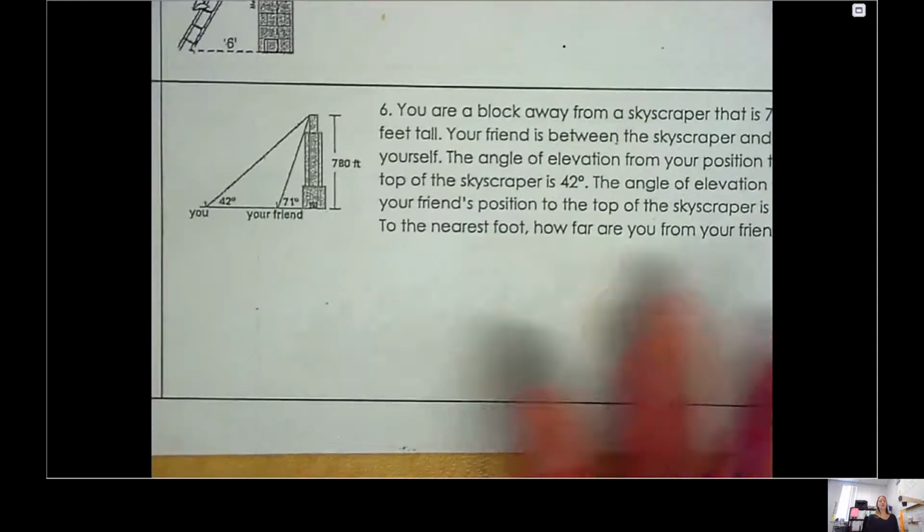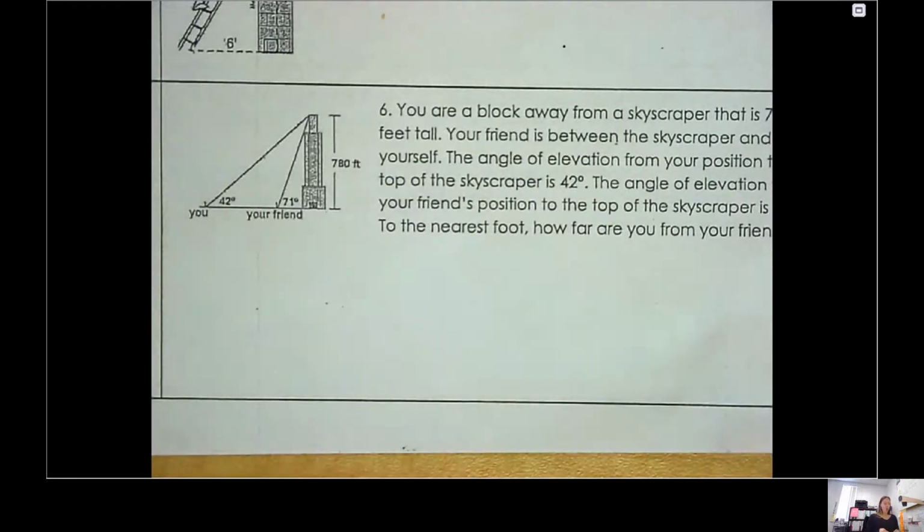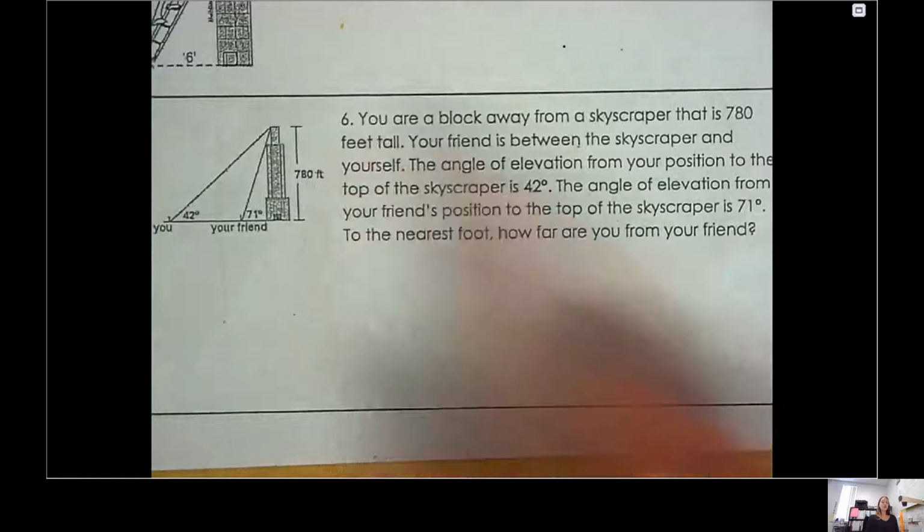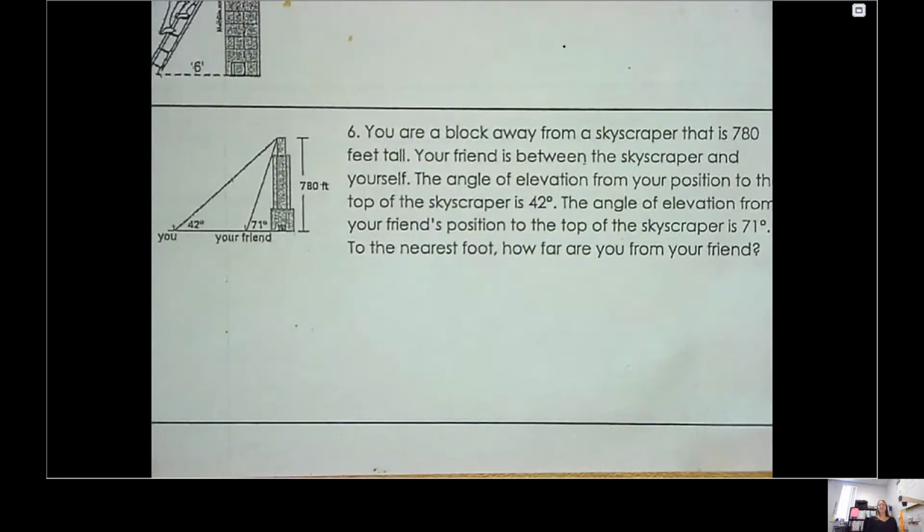All right. Before we even read this very long paragraph, what are you noticing is different in this problem than the other ones? It is double triangles. You got 2 angles this time. Okay. So it says, you are a block away from a skyscraper that is 780 feet tall. Your friend is between the skyscraper and yourself. The angle of elevation, so that means you're looking up, from your position to the top of the skyscraper is 42 degrees. The angle of elevation from your friend's position to the top of the skyscraper is 71 degrees. To the nearest foot, how far are you from your friend?